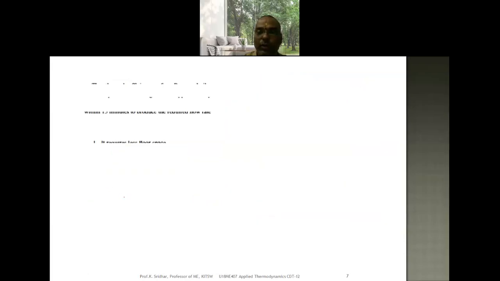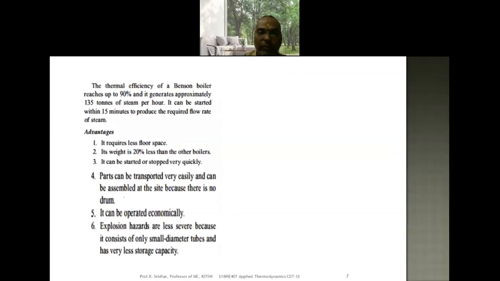So just go through the diagram of the Benson boiler. Here you can see the Benson boiler thermal efficiency reaches 90%, and it will generate 135 tons of steam per hour. That is a very high steam generation capacity, and it can be started within 15 minutes. Normally boilers take several hours to start, but here it can be started within 15 minutes to produce the required flow rate of steam. Here you can go through the advantages of the Benson boiler. It needs much less floor space, and the weight is also less, by 20%.